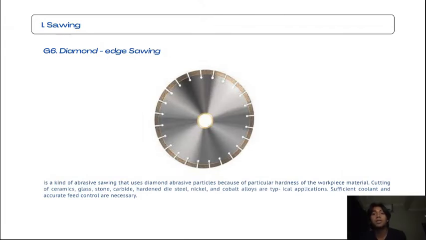Okay, so the sixth subtopic from sawing is diamond edge sawing, which is a kind of abrasive sawing that uses diamond abrasive particles because of the particular hardness of the workpiece material. So cutting of ceramics, glass, stone, carbide, hardened die steel, nickel, and cobalt alloys are typical applications. Sufficient coolant and accurate feed control are necessary.